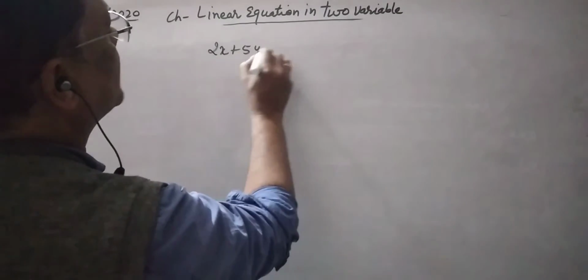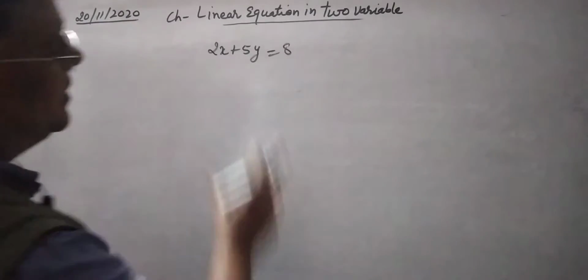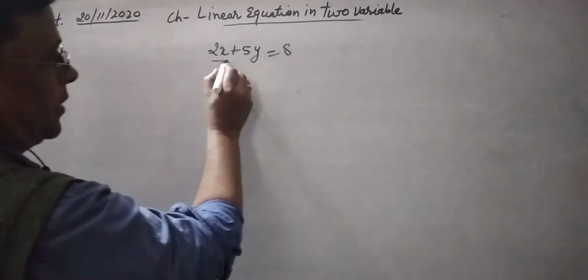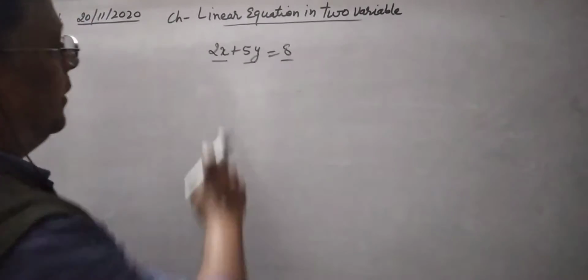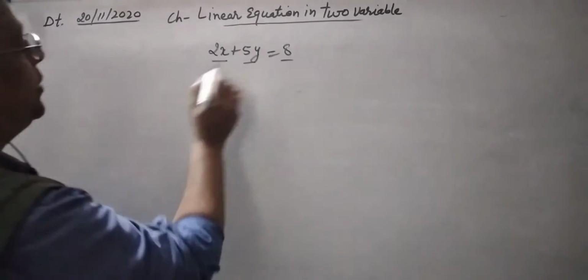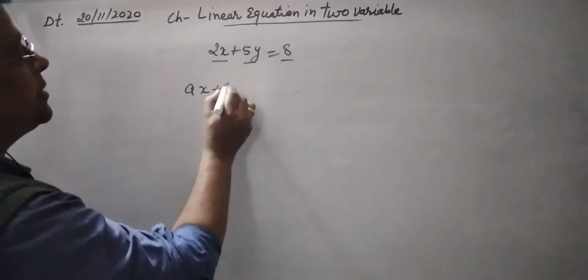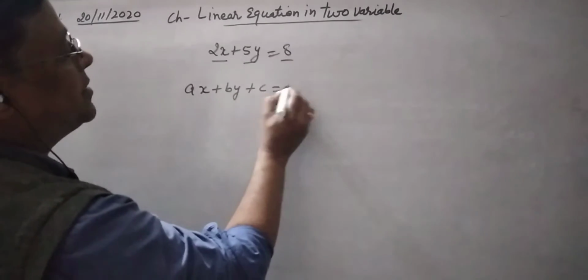Suppose you have 2x plus 5y equals 8. This is an equation in two variables, x and y. You can express this equation in the form ax plus by plus c equals 0.